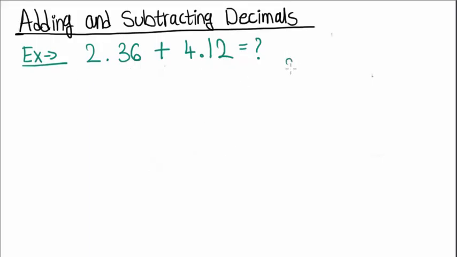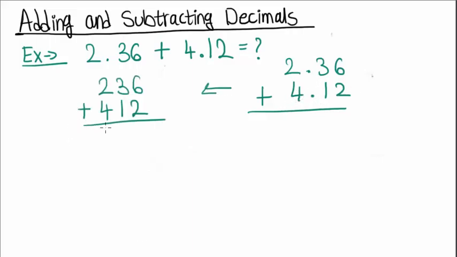So I write it as 2.36 plus 4.12. Similar to adding integers, I put all the hundredths numbers on top of one another, all the tenths numbers on top of one another, the decimal points on top of one another, and all the units numbers on top of one another. Now the next thing that you can do, or basically what I like to do, is that I completely get rid of the decimal points in the beginning. So I write 2.36 and 4.12 like this over here.